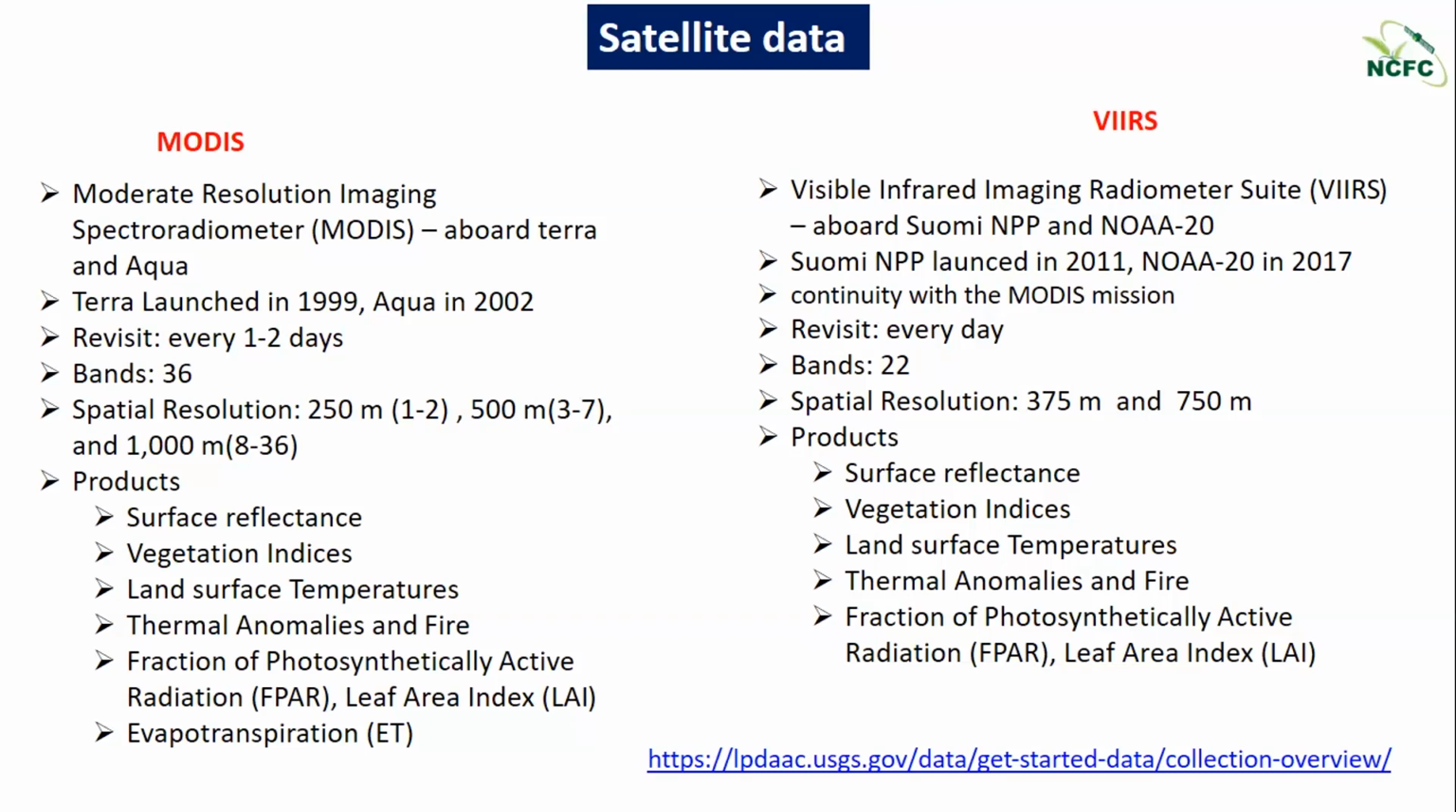The spatial resolution is 375 and 750-meter, and similar kinds of products are available, like surface reflectance, VI. More or less the products are similar, and resolution is also similar. But the revisit of these satellites is every day. So during the Kharif season also, if you composite it in 15 days, you will get a cloud-free composite and you can do some kind of analysis.